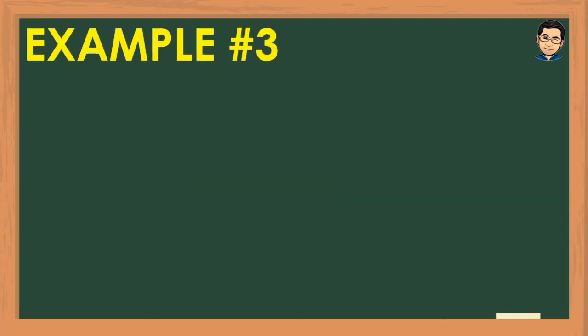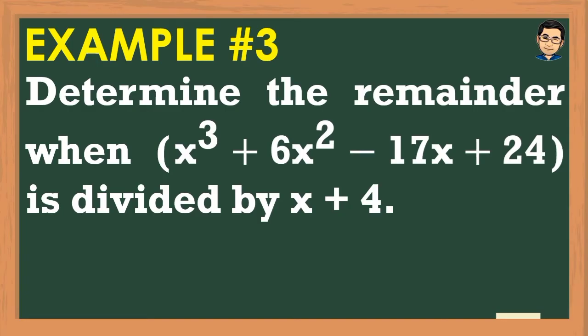Next, example number 3. Determine the remainder when x cubed plus 6x squared minus 17x plus 24 is divided by x plus 4. So, yung given polynomial natin dito is nakasulat naman sa standard form. So, paraan nyo pong i-check kung nakasulat po sa standard form. Huwag nyo pong i-divide yung polynomial nang hindi nakasulat sa standard form kasi automatically po, wrong answer po. And then, kailangan din i-check kung may mga missing terms. So, based from this given polynomial, wala na pong missing terms.